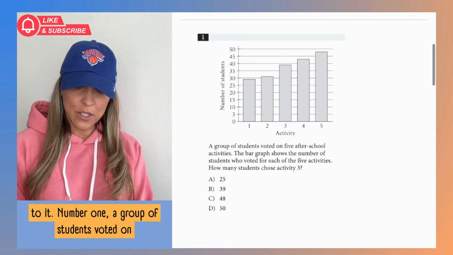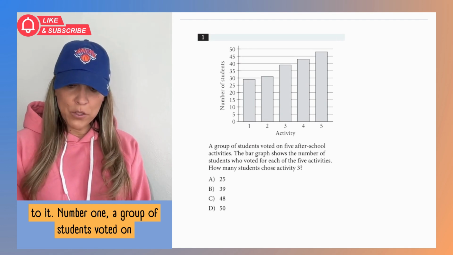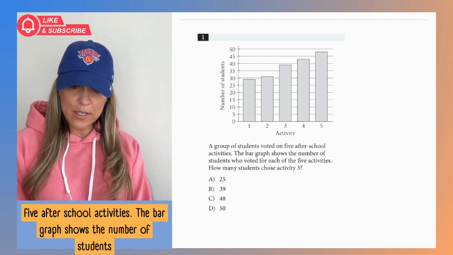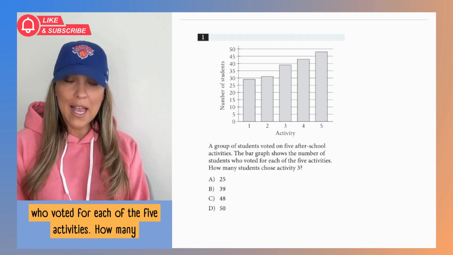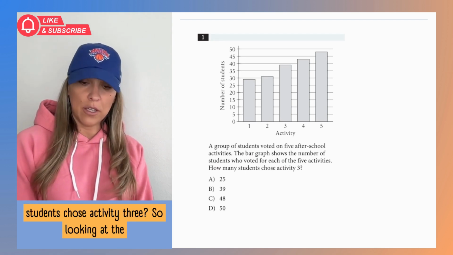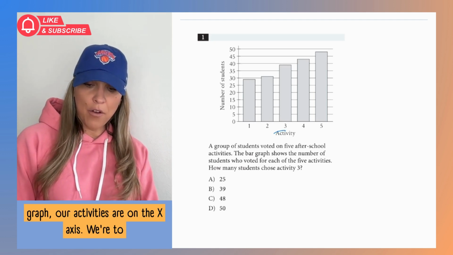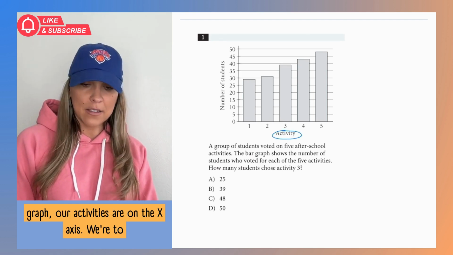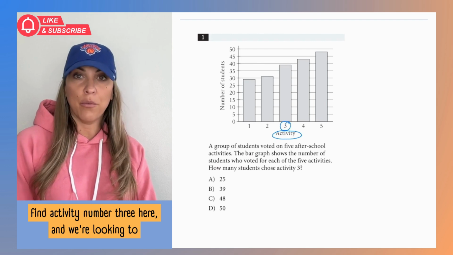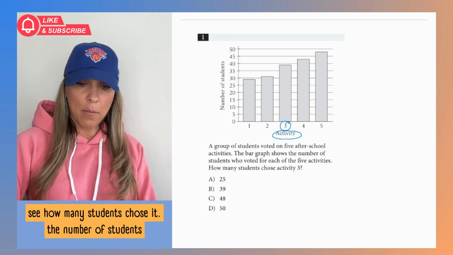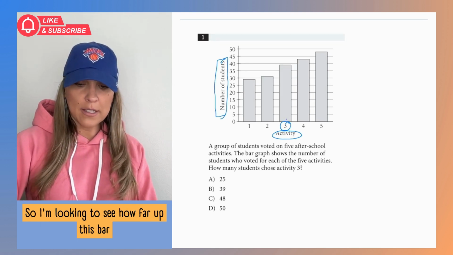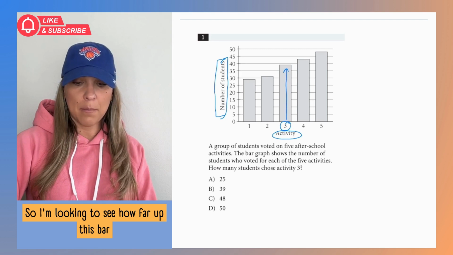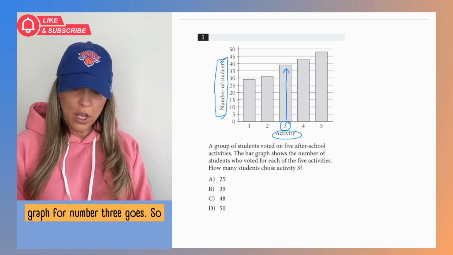So let's get to it. Number one, a group of students voted on 5 after-school activities. The bar graph shows the number of students who voted for each of the 5 activities. How many students chose activity 3? So looking at the graph, our activities are on the x-axis. We're going to find activity number 3 here, and we're looking to see how many students chose it. Well, the number of students that chose it is on the y-axis over here. So I'm looking to see how far up this bar graph for number 3 goes.